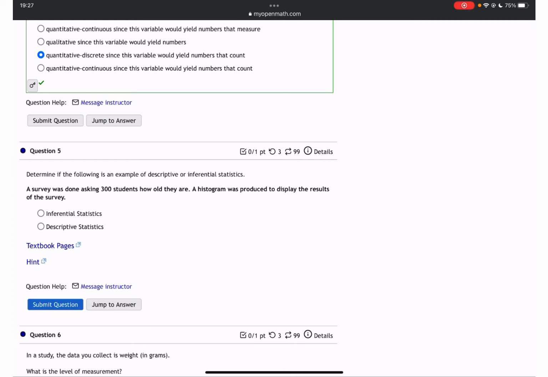A survey was done asking 300 students how old they are. A histogram was produced to display the result of the survey. Does this make sense? What does it do? It just collects the data, the information, and builds the histogram, right? It's definitely going to be descriptive statistics. To become inferential statistics, we would say that they drew a conclusion, that it means blah blah blah. That would be inferential. But here it's just telling you the steps of what they did. So this is going to be descriptive statistics.